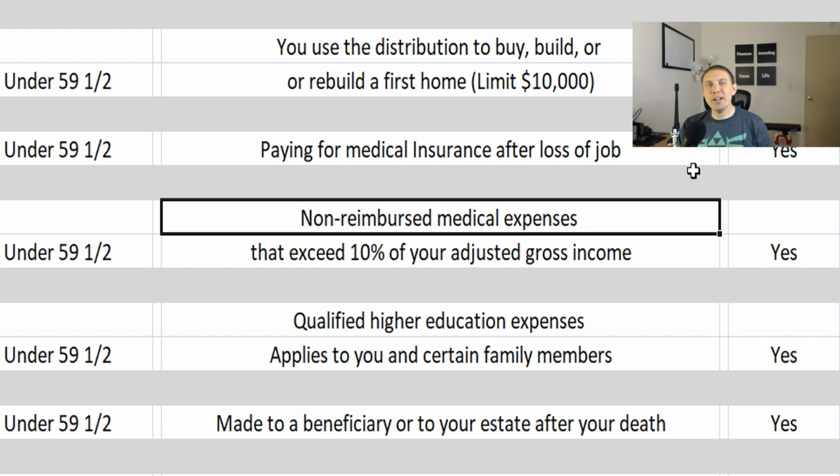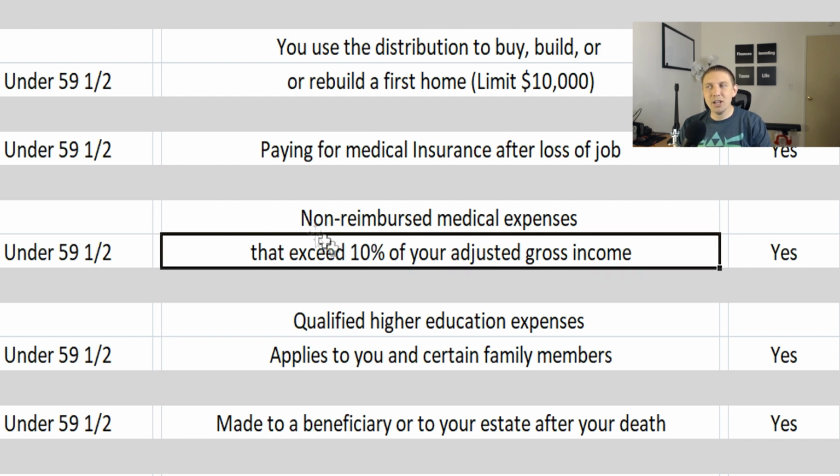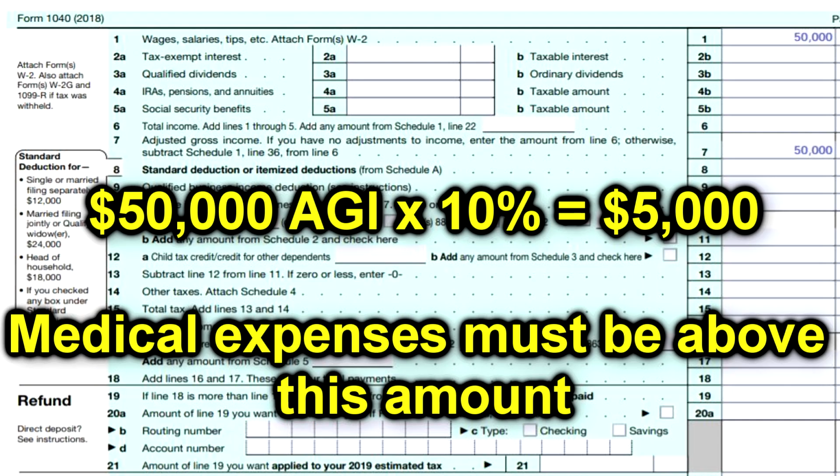The next situation is non-reimbursed medical expenses. Now, it doesn't count for all medical expenses. You have to look very closely. It says non-reimbursed medical expenses that exceed 10% of your adjusted gross income. So what does that mean? If you think about your tax return for a second, and let's say your adjusted gross income is $50,000. Well, your medical expenses would need to exceed 10% of $50,000 before your Roth distributions would become qualified. So you would have to have medical expenses, if you have an AGI of $50,000, greater than $5,000 before you could withdraw from your Roth IRA without incurring an early withdrawal penalty.